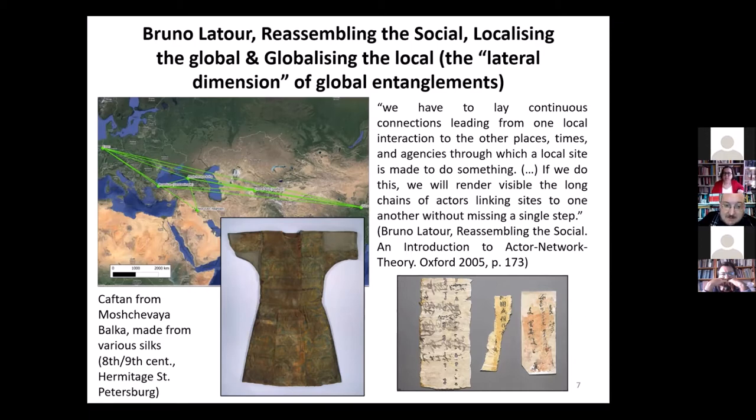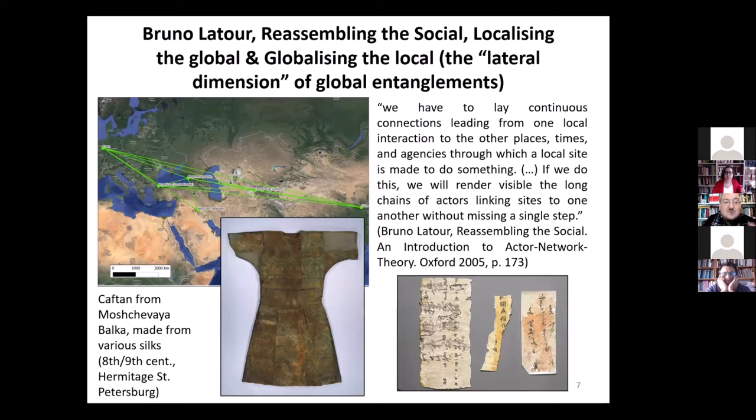This is just one example from one archaeological site, Moshchevaya Balka in the northwestern Caucasus, where various pieces of silk have been found, dated to the 8th, 9th century. This was obviously a side route of the Silk Road, so to say. And these pieces of silk came from all over Eurasia, from Byzantium, from the Arab countries, from China, from Sogdia, and we also have parallel pieces in Essen in Germany, and there are even pieces of Chinese writing found at this site.